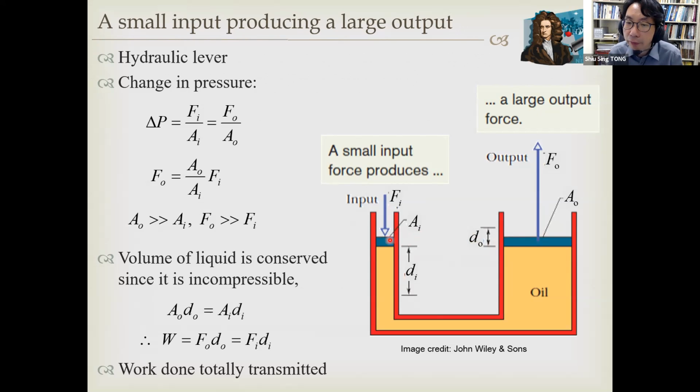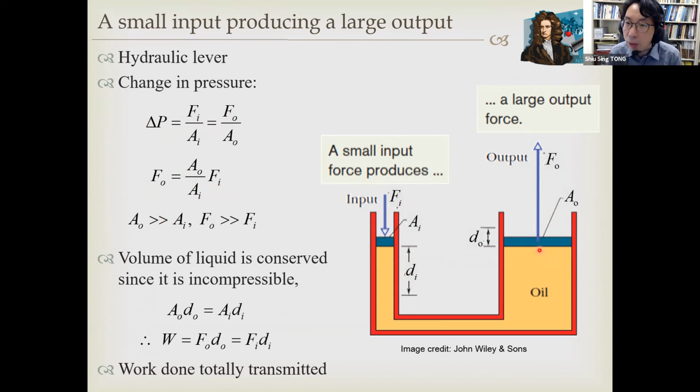Now, if they have the same level, originally the forces are balanced, because the liquid is at the same level on both sides. But when I apply pressure on the input side, that pressure will be transmitted to the output side by this relationship. So I can solve for the output force. Output force is equal to A_o over A_i times F_i.